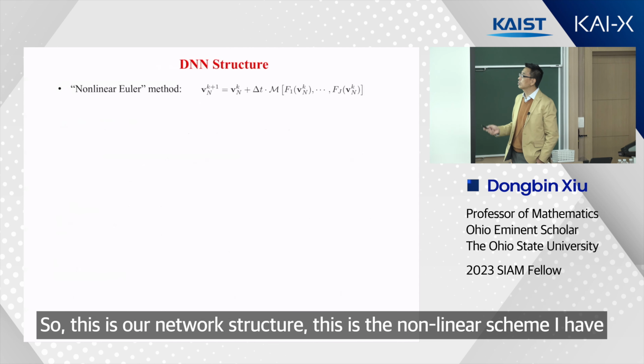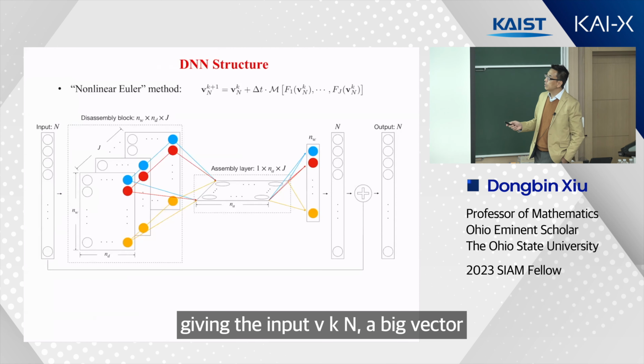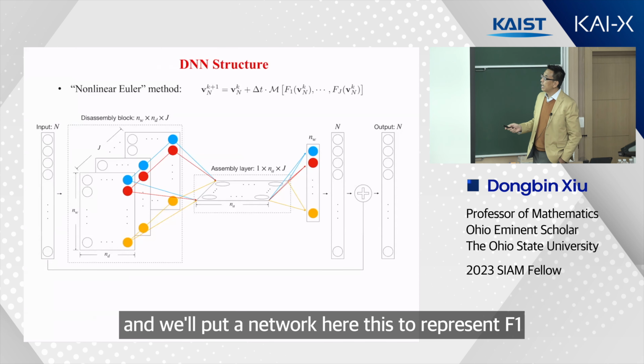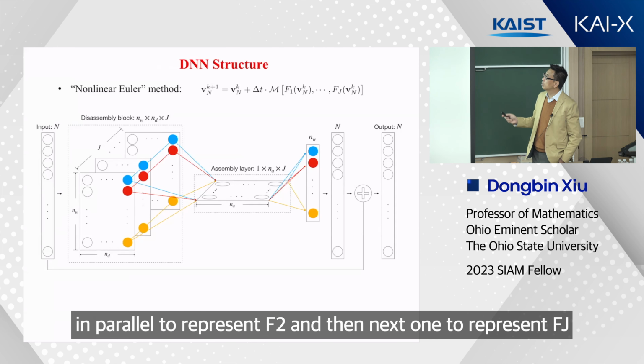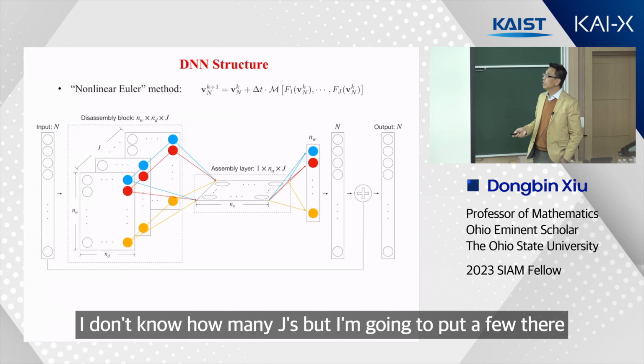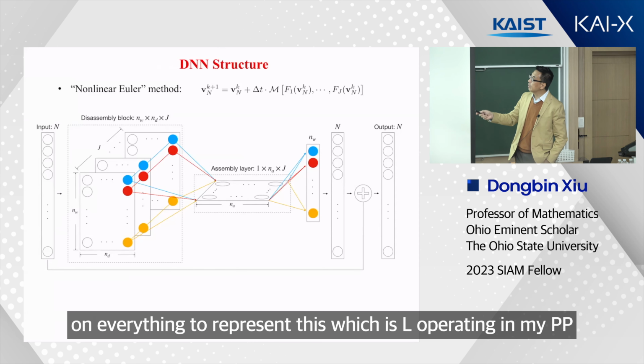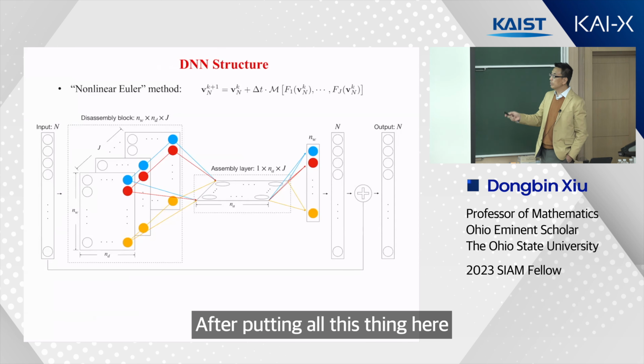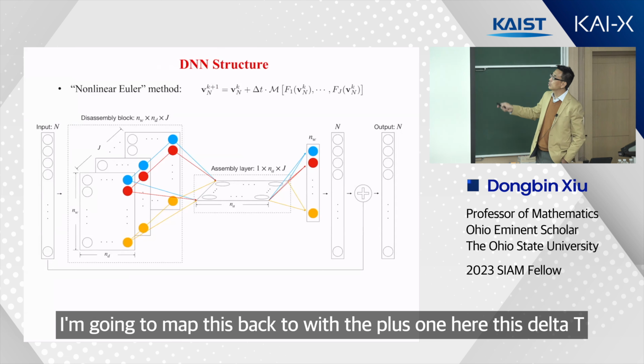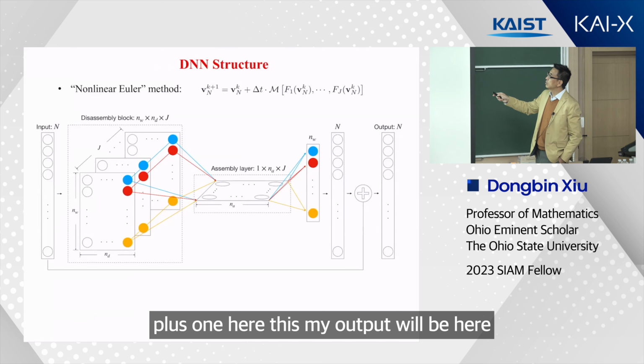So this is our network structure. This is the nonlinear scheme I have. So I'm going to create a network structure, giving the input v^n, a big vector. We should have physical structure. I'm going to put a network here to represent F1, and put another network in parallel to represent F2, and then the next one to represent Fj. I don't know how many j's, but I'm going to put a few there. Then I put a network here, cutting across it, operating component-wise on everything to represent L operating in my PDE. Putting all these things here, I'm going to map this back with a +1 here, this delta t +1 here. My output would be here.